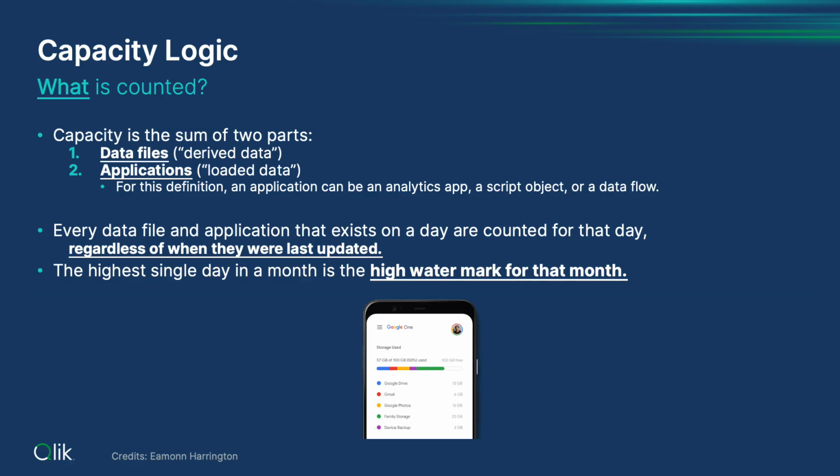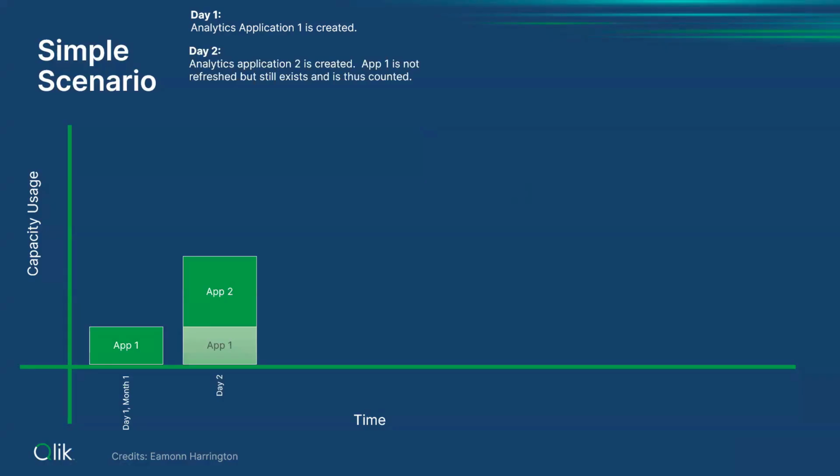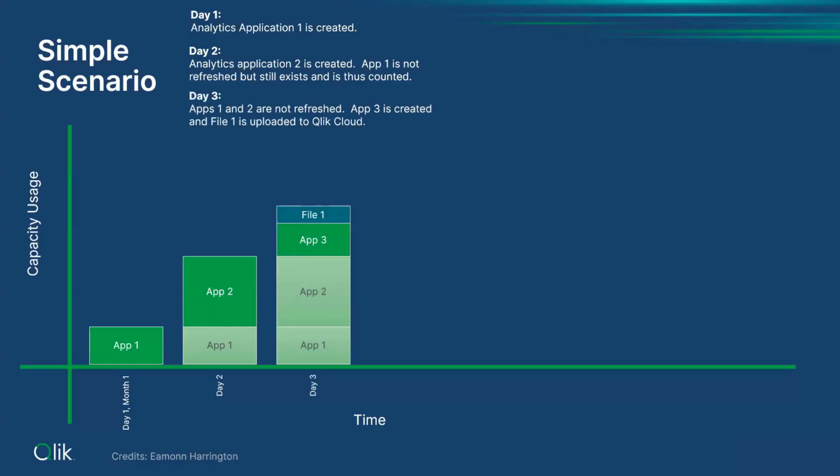Can you walk us through exactly how the capacity is measured on a tenant? Yeah. We have, on the first day of the month, an app inside Qlik Cloud. Second day, a second app is created. The first app is not refreshed, but is still counted. Okay. So the amount of capacity usage right now is the sum of the size of these 2 apps. Okay. Third day, a third app, but also one file is being uploaded. So the capacity used is the sum of the 3 apps plus the size of the data file.